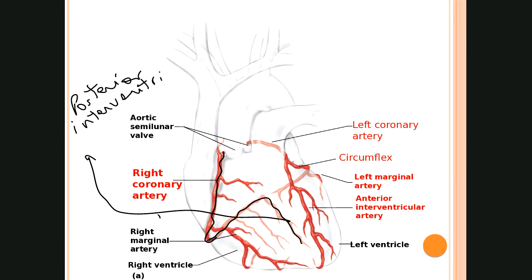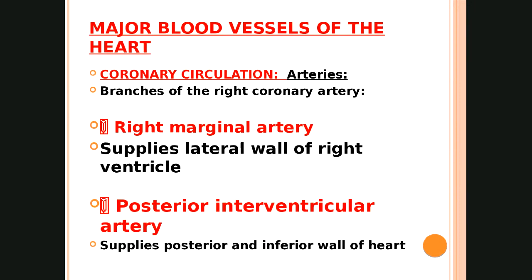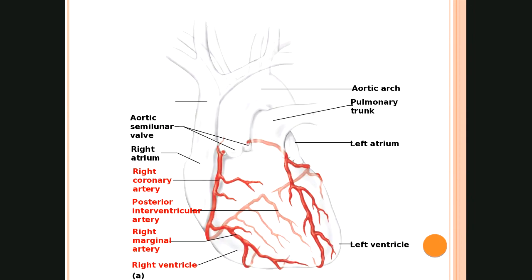Okay, all right, another branch that you need to know of the right coronary artery is this little branch right here that is on the side of the heart. It's called the right marginal artery, feeding the lateral aspect of the heart in that area. So the two branches that you need to know of the right coronary artery are the right marginal artery and the posterior interventricular artery. So there's the posterior interventricular artery. It is labeled in this picture.